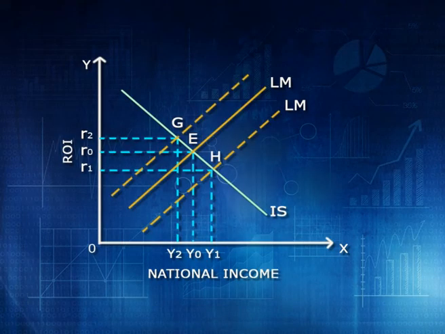As given in the figure here, we can observe the equilibrium at point E goes down to point H as there is a fall in rate of interest and income increases. Contrary to this, if the rate of interest increases, it is evident that a new equilibrium is formed at point G and the LM curve shifts to the left.